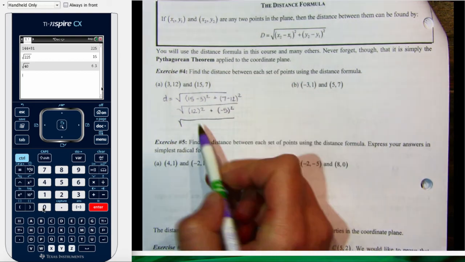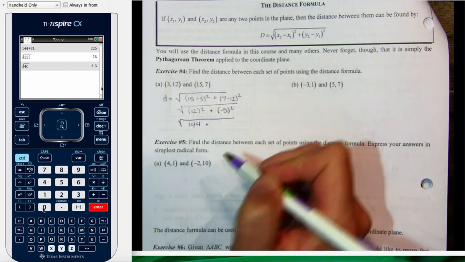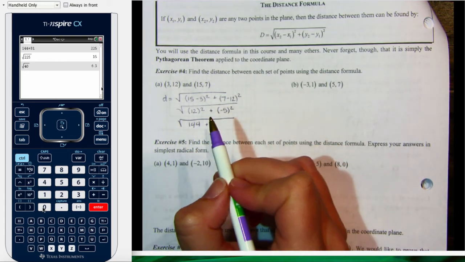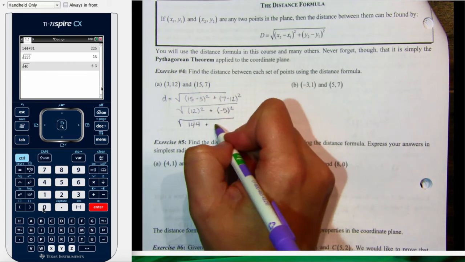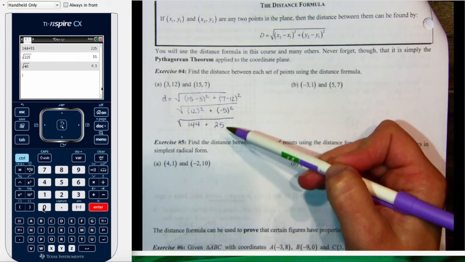And so now we can go ahead and square those things. 12 squared is going to be 144, and negative 5 squared means negative 5 times negative 5, which is a positive 25. When you square a negative number, you're always going to get a positive number.